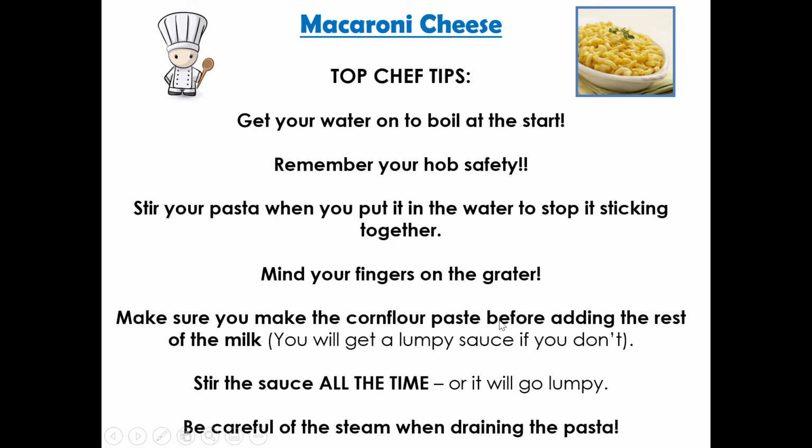If you don't and you just pour all the milk in straight away, you'll end up with lumps of corn flour, and one, that won't make your sauce thicken, and two, it will make your sauce lumpy, okay? So make sure you make that wee bit of a paste first, then you can add the rest of the milk gradually. Make sure you stir the sauce all the time, okay? So again, when you're heating it, make sure you're stirring it, otherwise it'll go lumpy.